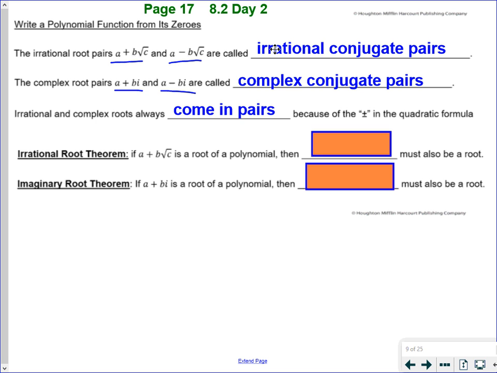All right, and that's exactly what the irrational root theorem and the imaginary root theorem say. It says if a plus b root c is a root of a polynomial, then a minus b root c must also be a root. And the imaginary root theorem says if a plus bi is a root of a polynomial, then a minus bi must also be a root of that same polynomial. So they're both zeros of a polynomial, or neither of them are zeros of a polynomial.